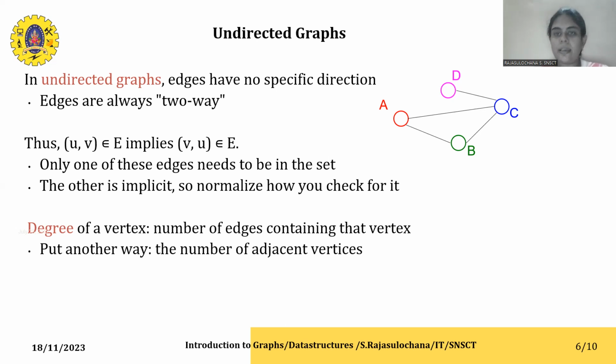So here degree of A is 2, degree of B is 2, and C is... sorry, C has 3 edges, right? One to D, one to A, and one to B. So degree of C is 3. Whereas the degree of vertex D will be only 1 because there is only one adjacent vertex, which is C. So hope you are clear with what degree of a vertex is.